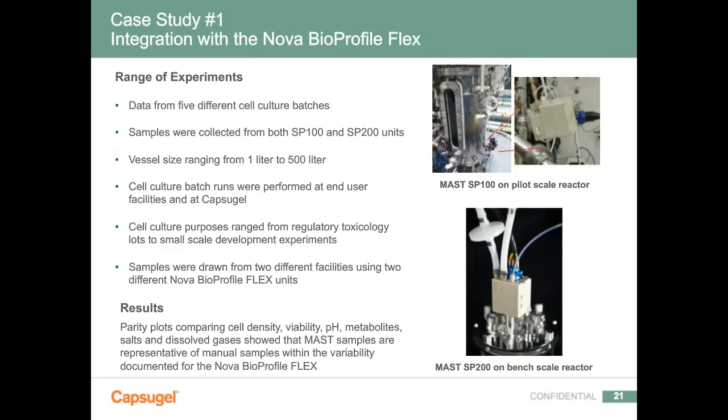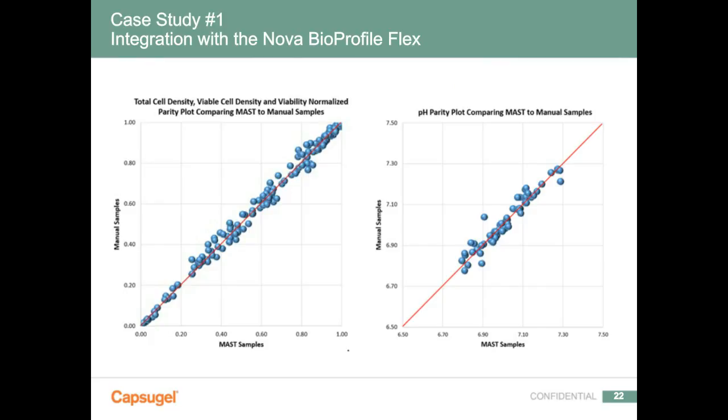Overall, what we showed was that the MAST samples were representative of the manual samples, with variability documented. The slide on the left shows the total cell density, viable cell density, and viability normalized in a parity plot, and you can see that within the error, there is very good correlation. The same is true when you look at the pH parity plot. Very nice correlation.